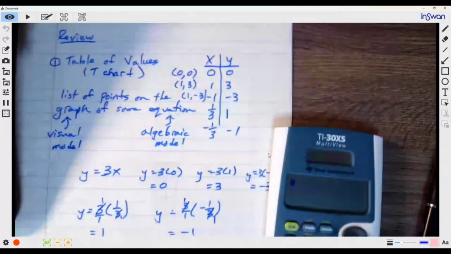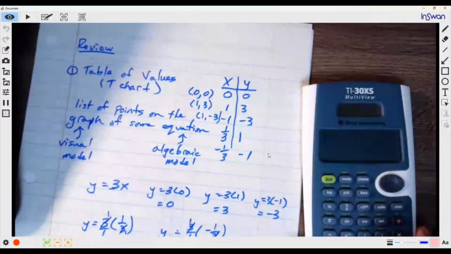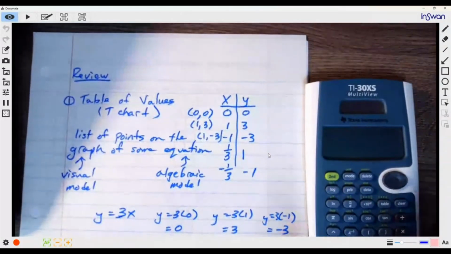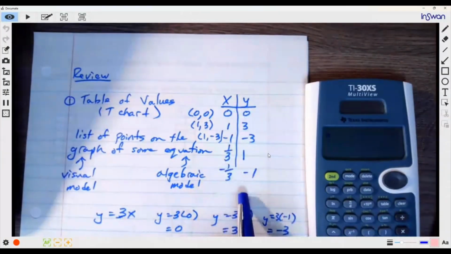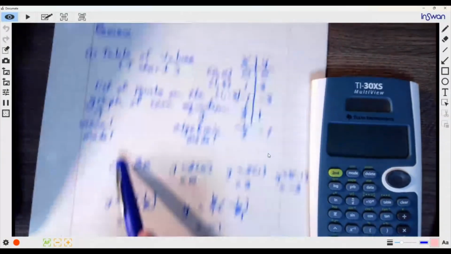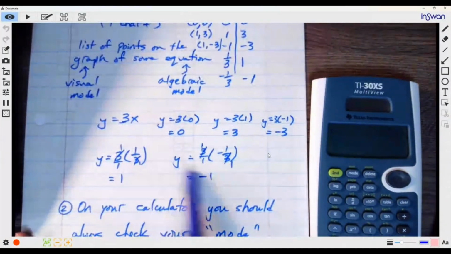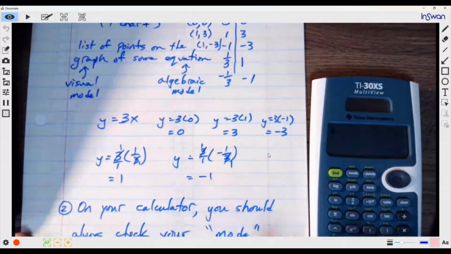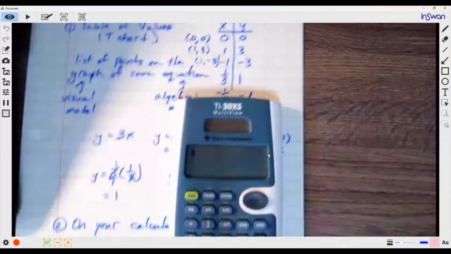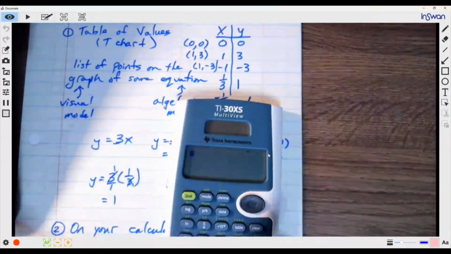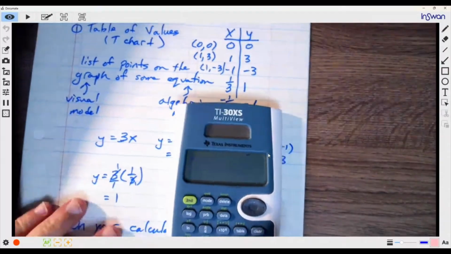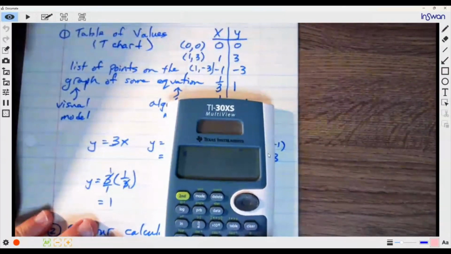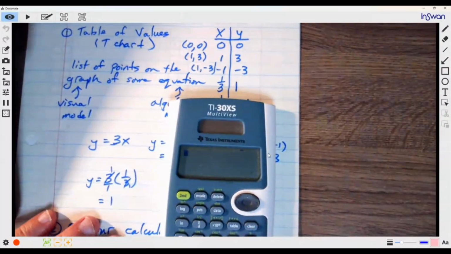I'm going to show you how I can create this table of values for this equation and not write one bit of this down. So for this first one, I want you to just watch what I'm doing. We will talk about it. We will write the steps. But for right now, I want you to watch.